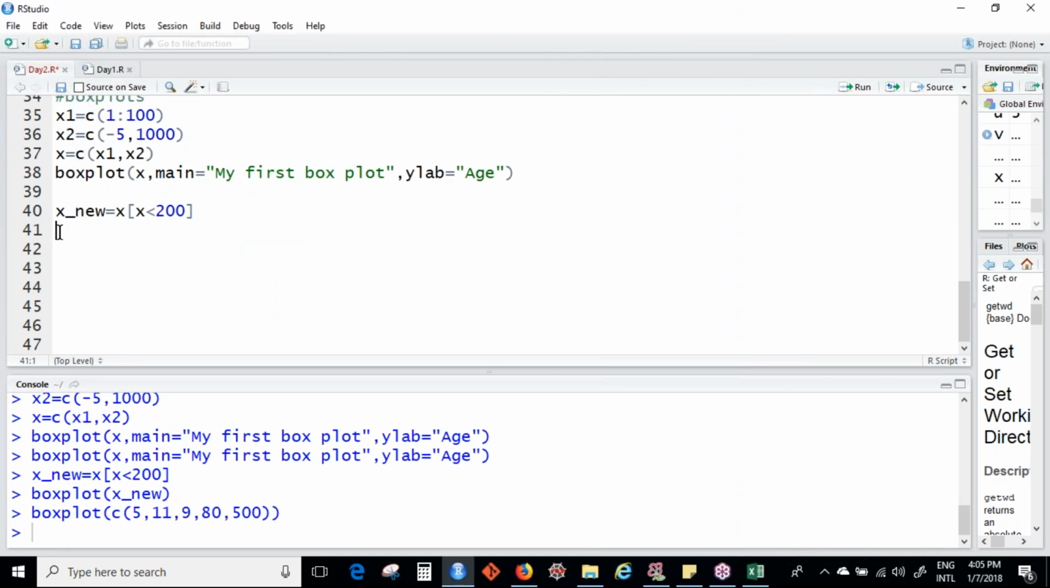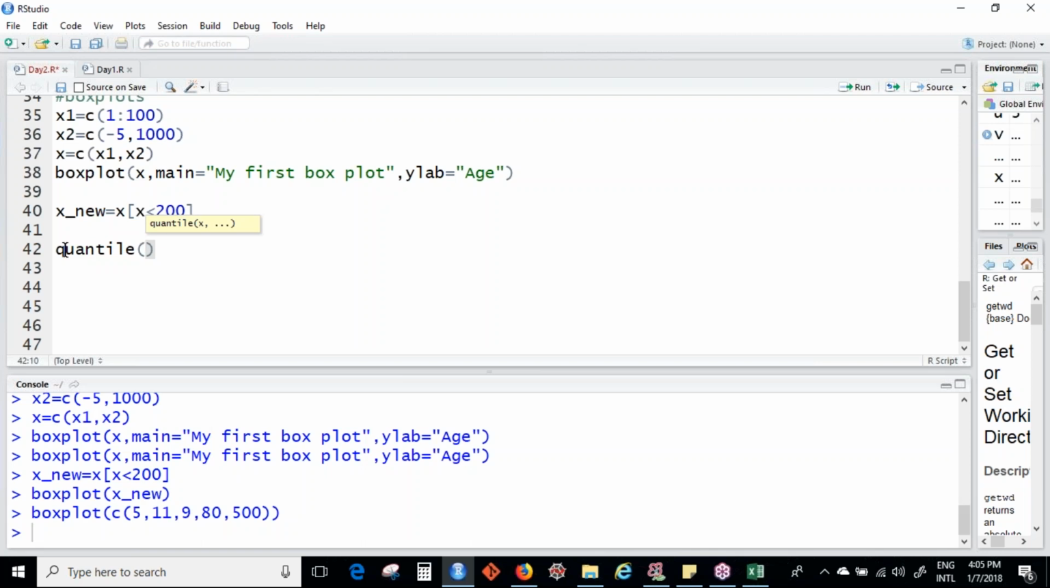Now Kundan is asking how to automate this process. Right now I am writing 200 here. So instead of 200, if you give a variable and that variable's value automatically changes, that means you have automated it. For that, we will have to use a function called quantile. What is quantile? It gives you any percentile that you want.